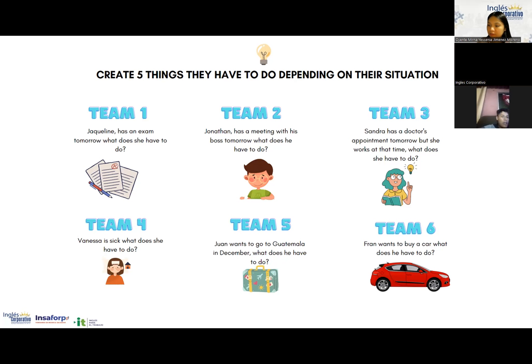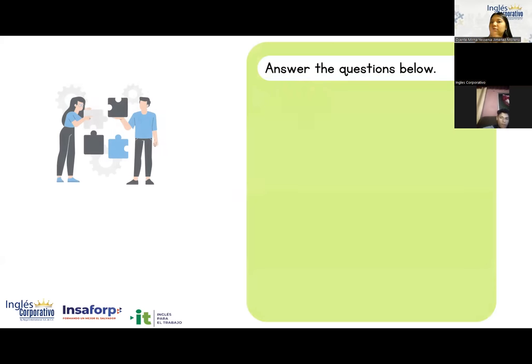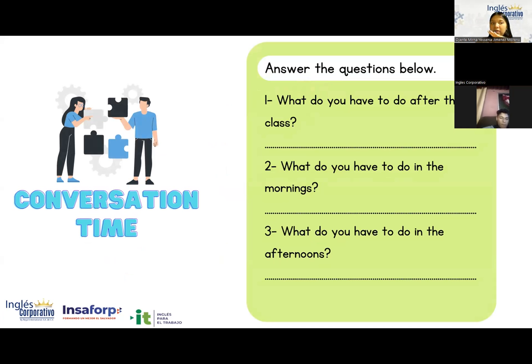Juan wants to go to Guatemala. Okay, but if he wants to go to Guatemala, o sea, él quiere ir a Guatemala, ¿qué tiene que hacer para ir a Guatemala? What does Juan have to do? Juan has to buy a ticket to Guatemala. Yes, very good. Okay. All right, guys. Continue with those. Continue with this. With those three. Esas tres preguntas. Okay. Continúe. Ya no vamos a ir para la sesión principal, pero en ese momento continúe con esas tres. Okay. All right.